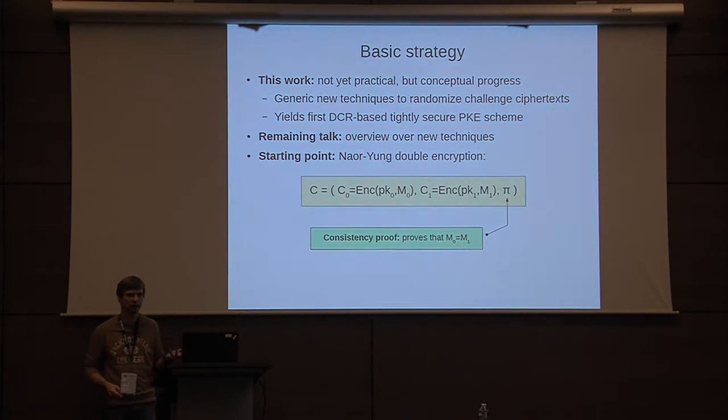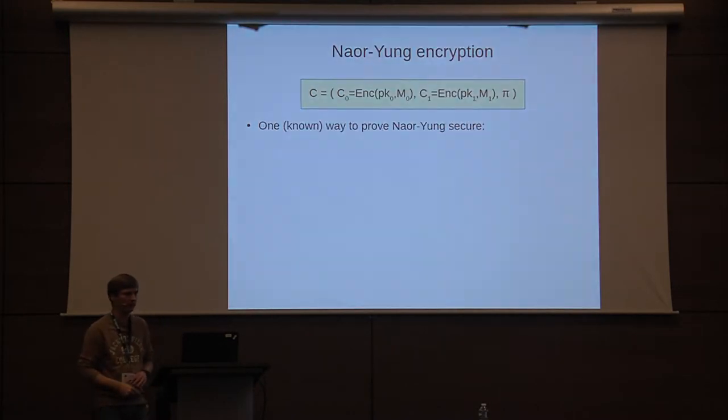And we call this a consistency proof. So consistent ciphertexts are those where you really encrypt the same thing, so where both ciphertexts, C0 and C1, decrypt to the same message. And how would you go about proving the chosen ciphertext security of this scheme? So this is a known way to prove Naor-Yung secure.